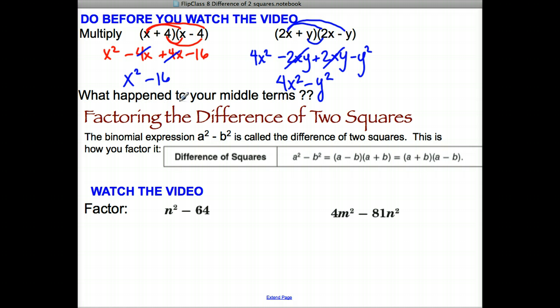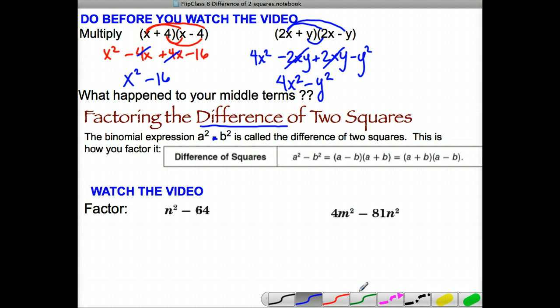So what happened to our middle terms? Notice that each time our middle terms canceled because they were equal and opposite. So here the 4x and the negative 4x canceled. Here the negative 2xy and the 2xy canceled. Alright, and we ended up with the difference. Difference meaning subtraction. So the difference of two squares. Remember, a perfect square is the square of something, or you can take the square root of it evenly. So like x squared is a perfect square. 16 is a perfect square. Alright, so see how they canceled out.